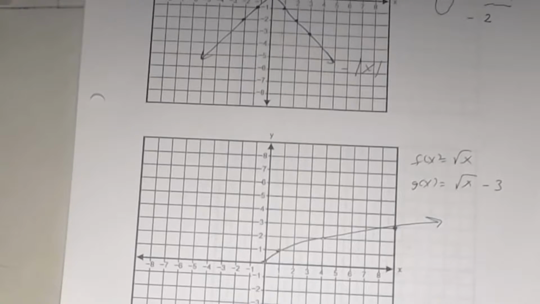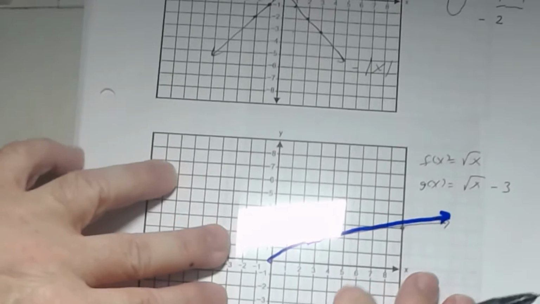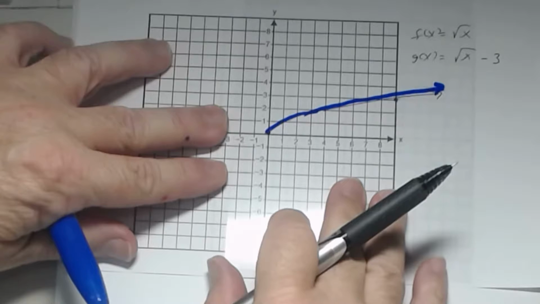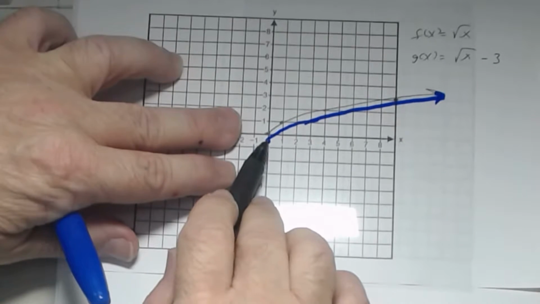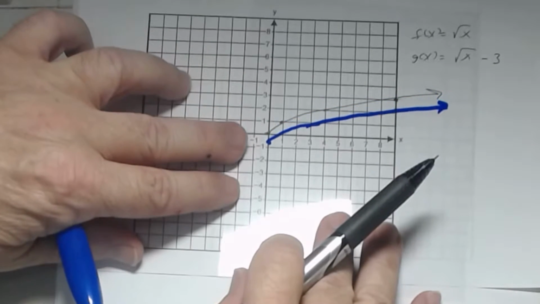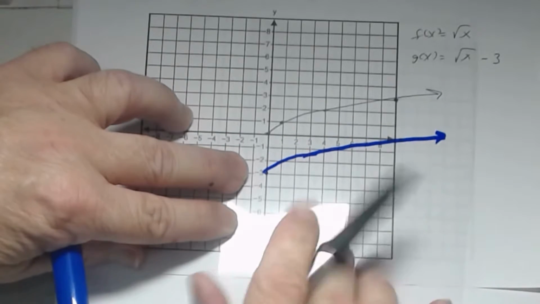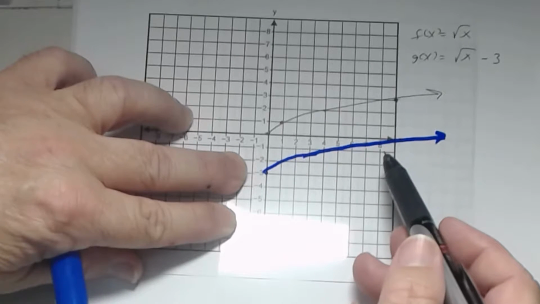So you can take the parent function, and you're going to shift all those points which way? Down 3. So you take this point and move it down 3. Look at the endpoint. I went down 1, another, and another. So that's what your graph looks like. When you eventually graph it, this is what it looks like.